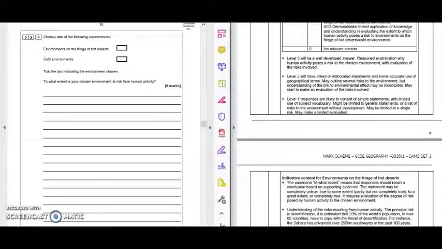2.9, choose one of the following environments. So we would tick the cold environments box. To what extent is your chosen environment at risk from human activity? So we would either say something like to a great extent, or to some extent, or to no extent. So you've got to have some sort of evaluation in there. But we're talking about Alaska. So is Alaska at risk from humans?